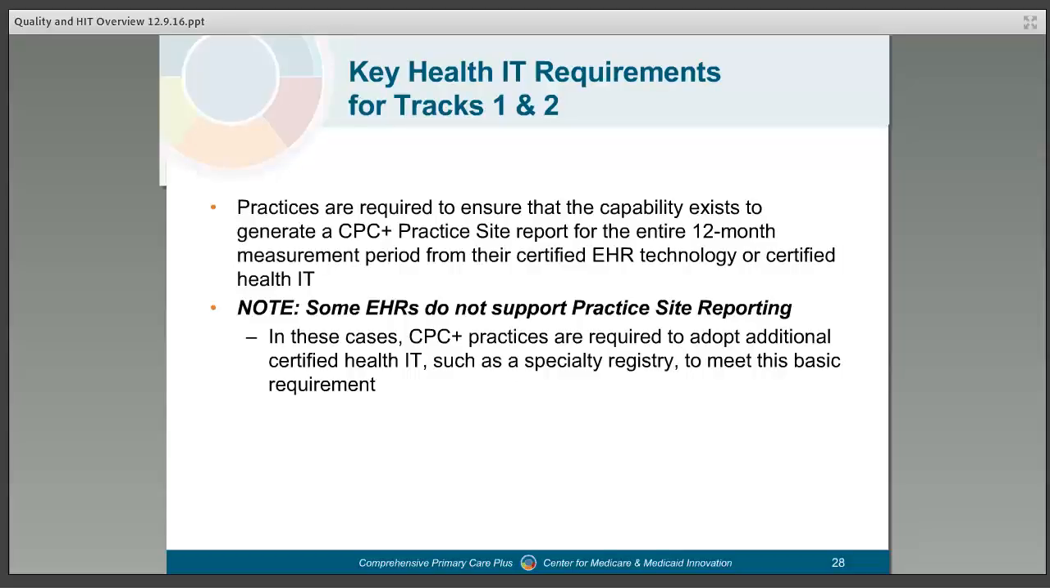On to the key health IT requirements for both tracks. Practices are required to ensure that the capability exists to generate a CPC Plus practice site report for the entire 12-month measurement period, as we discussed earlier, from their certified EHR technology or certified health IT. An important note here is that some EHRs do not support this practice site reporting that is required in CPC Plus. In this case, CPC Plus practices were required to adopt an additional certified health IT, such as a specialty registry, to meet this basic requirement. If you have questions about this, please contact CPC Plus support immediately if you're not sure that your EHR can meet this requirement.